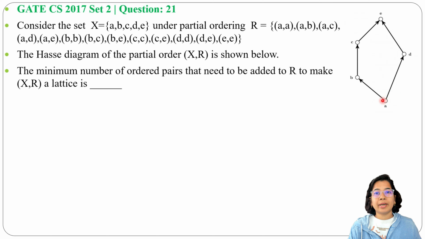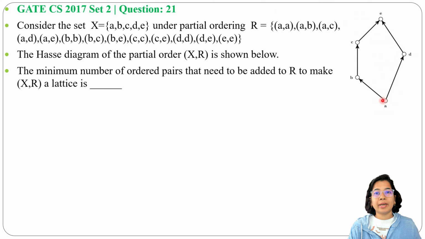Let's solve one previous question of lattice. This question was asked in GATE CS 2017 set 2, question number 21. Consider this set X = {a, b, c, d, e} under partial ordering R. Some relations are given. The Hasse diagram of the partial order (X, R) is shown below. Here the Hasse diagram is given.